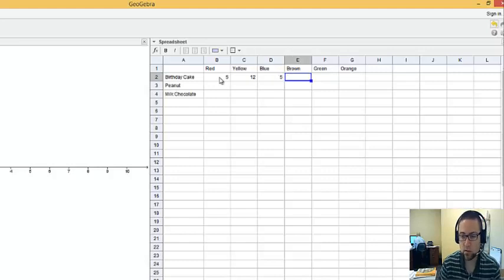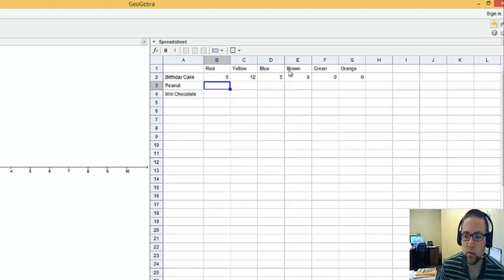And then, as you notice, there weren't any brown or green or orange, so we'll put 0. I don't think that birthday cake has those colors, but it might have been the case that they did. I don't know. Getting 0 would be kind of maybe a fluke if it does have brown, green, and orange.